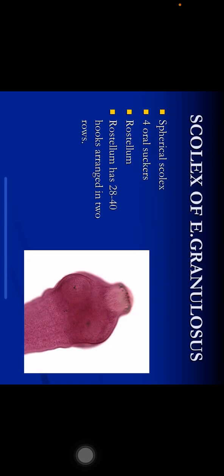Scolex of Echinococcus granulosus. It is spherical in shape. It has 4 oral suckers. A rostrum is there, and the rostrum has about 28 to 40 hooks arranged in 2 rows.